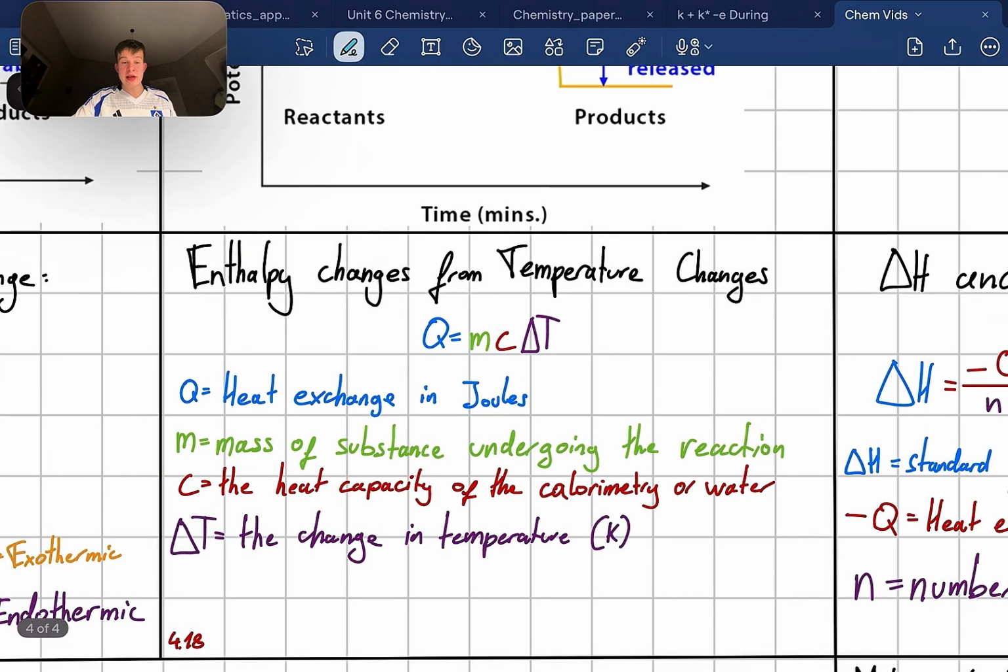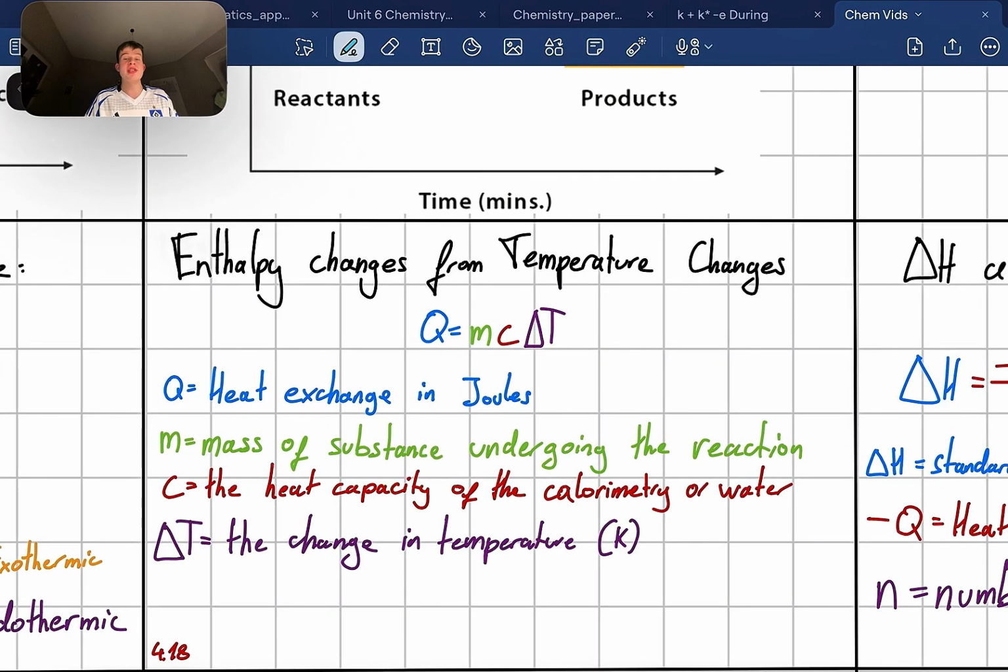Another thing that's also important is the enthalpy changes from temperature changes. So we have a formula in our formula booklet, which is known as Q equals mc delta T, where Q stands for heat exchange in joules, m stands for the mass of substances undergoing the reaction, c is the heat capacity of the calorimetry or water, and delta T is the change in temperature. And if we have water in our example, the specific heat capacity is going to be 4.18. And to calculate the change in temperature, you're going to take the final temperature measured minus the initial. Therefore, you will find the change in temperature.